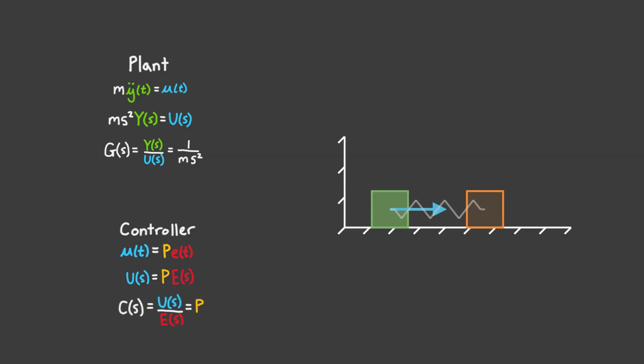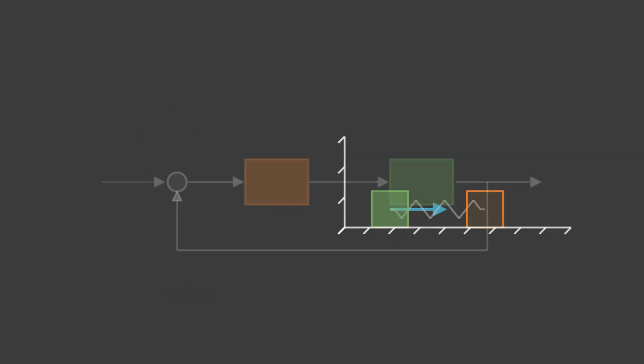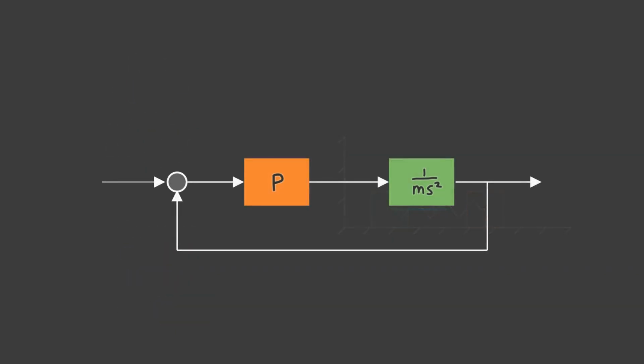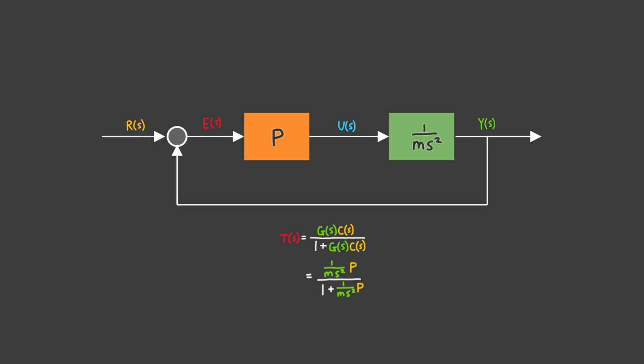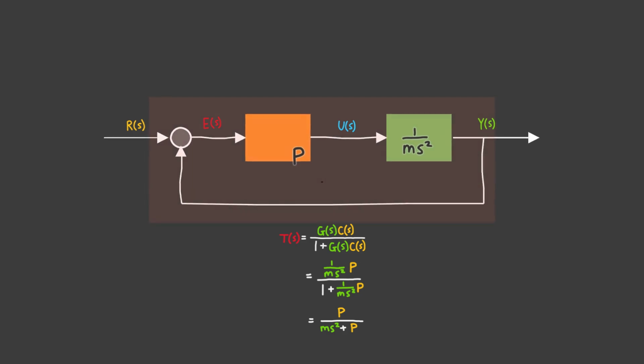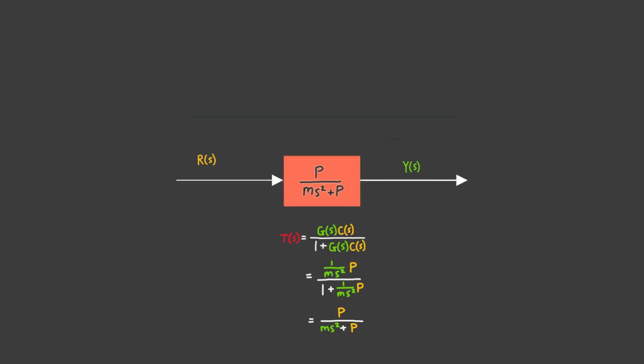So our controller is C = U/E, which is equal to P. That means, for this example, we have a feedback loop where C is equal to P and G is equal to 1 divided by ms squared. And now recall that the closed loop transfer function T was just GC divided by 1 plus GC, which in this case turns into this and this. And what that means is that all of this gets squished into this simple expression.